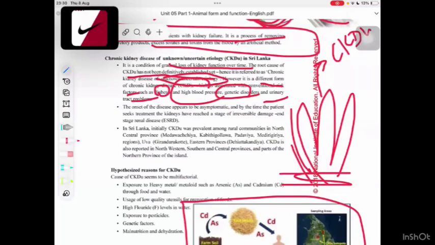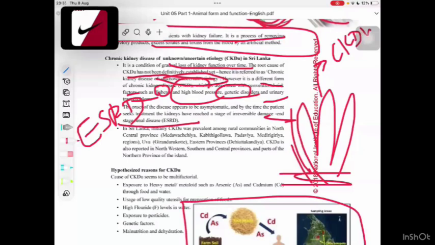Okay, the onset of the disease appears to be asymptomatic, and by the time the patient seeks treatment, the kidneys have reached a stage of irreversible damage called end-stage renal disease, ESRD. Many people, after they finish the whole resource book, forget this ESRD part, right? So remember this, they will ask you what ESRD is. That is the stage of irreversible damage of CKDU. Don't write CKDU in the structure, write the full form, right? It's chronic kidney disease of unknown etiology. Otherwise, they would think that you don't know.